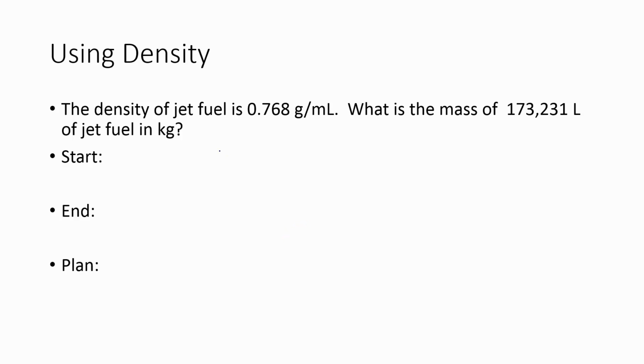So let's try that. The density of jet fuel is about 0.768 grams per milliliter. This is a conversion factor. A mental note here: you're not going to start with that number. Starting with a ratio in a problem is where you don't want to be. Sometimes you have no choice, like you're converting from one ratio to another ratio, but if you have a choice, don't start with a ratio. So where I'm actually going to start here is the volume of jet fuel, which is 173,231 liters. I'm going to end with kilograms of jet fuel.